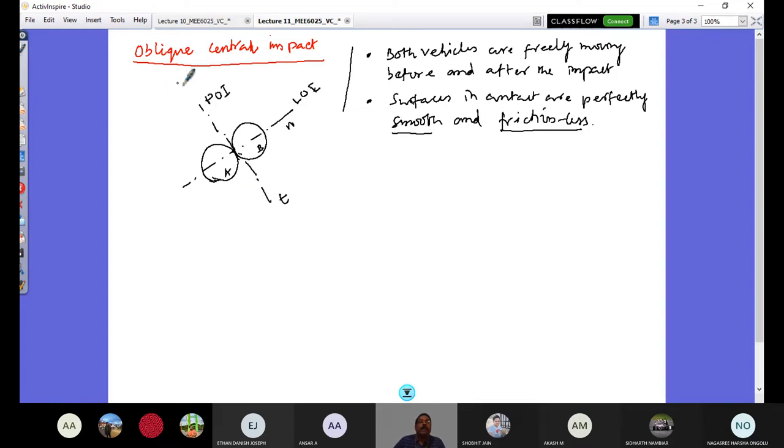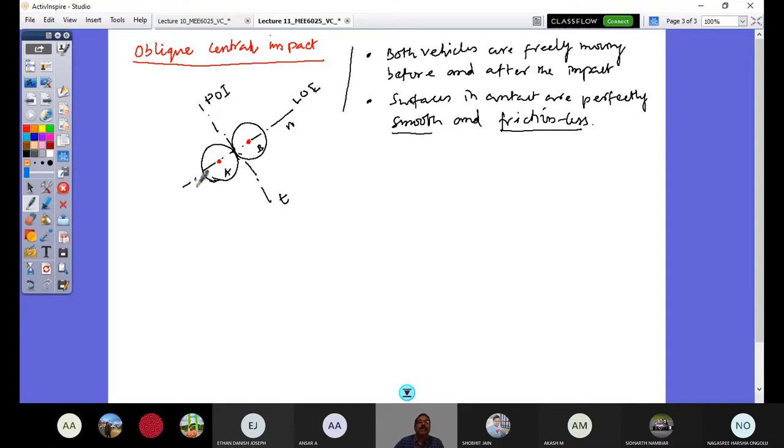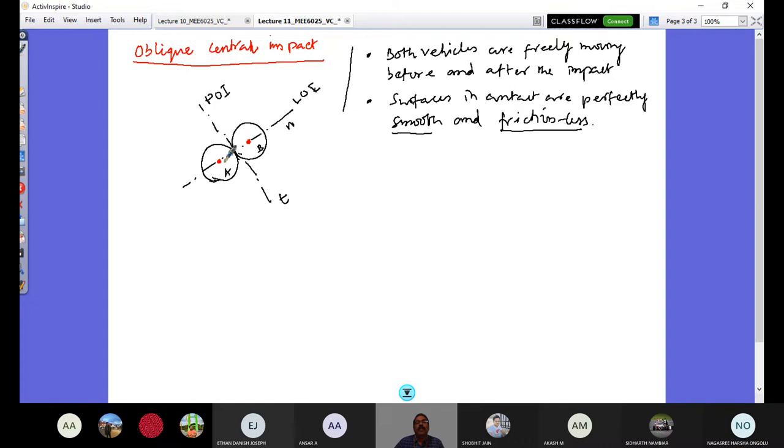Now, coming back to this particular impact called oblique central impact. Central impact is shown in this picture because the center of mass of vehicle A and the center of mass of vehicle B are lying along the line of impact. Now let us take the velocities of these two vehicles just before this collision as directed not along the line of impact, as we have seen in direct central impact, but at some angle to it. So this is angle theta A here and this is angle theta B here. This has velocity VB and this has velocity VA before collision.